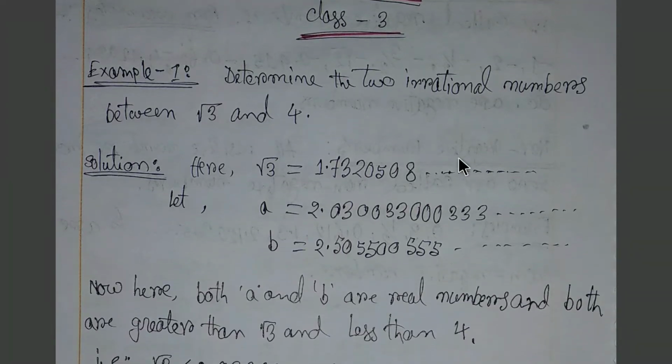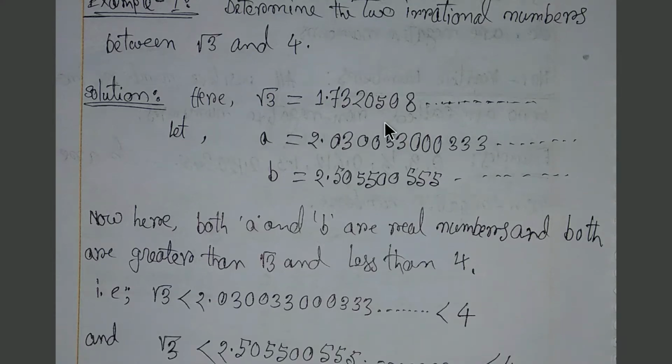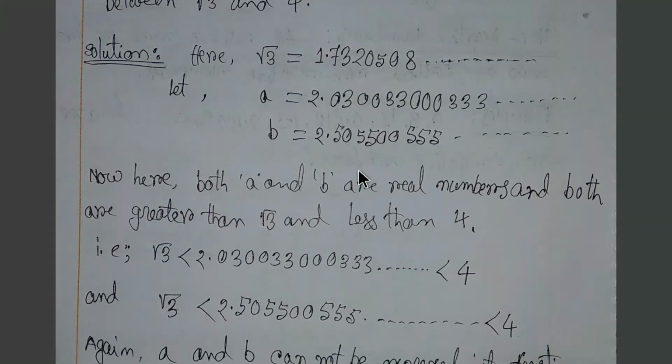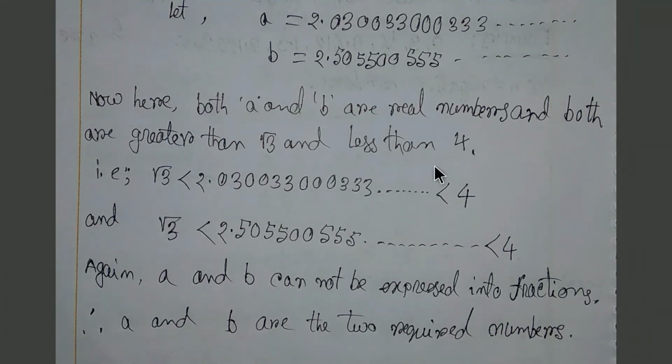Determine the two irrational numbers between root 3 and 4. Here root 3 is equal to, we know the value from the calculator. Let us consider a is equal to this value and b is equal to this value. We are considering these two values for a and b. Now both a and b are real numbers and both are greater than root 3 and less than 4.